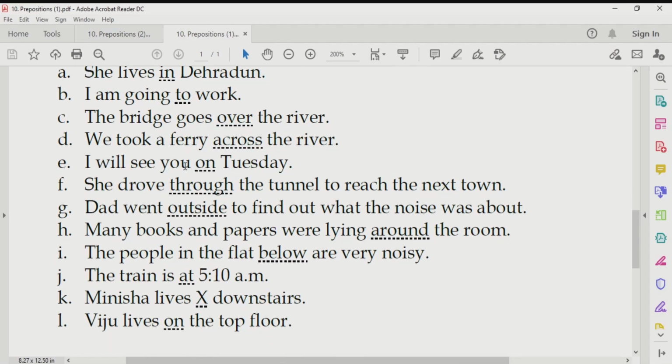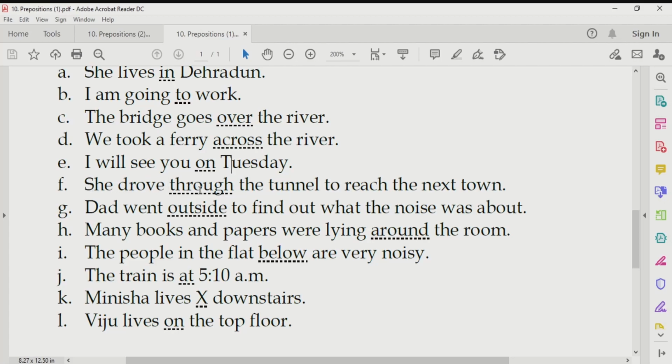Next one, I will see you on Tuesday. Very easy to understand because during school days also you usually get these kinds of announcements that there will be a holiday on Monday, there will be a holiday on Tuesday. So whenever you are talking about a particular day, you will always use the preposition on.